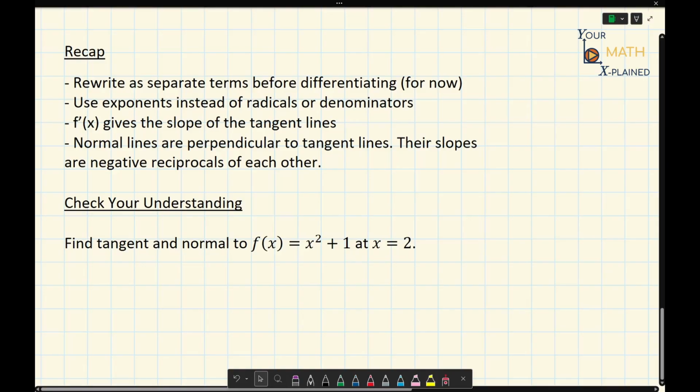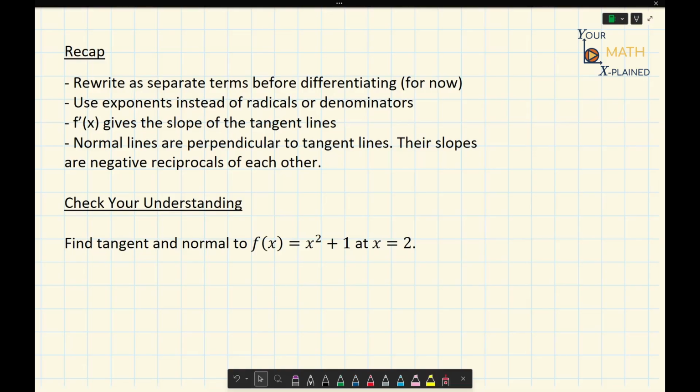We reiterated the fact that f prime of x gives the slope of the tangent line at any x value. And it's important that you always keep that in mind. We learned a new term, which is the normal line. And normal lines are perpendicular to tangent lines, which means their slopes are negative reciprocals of each other.